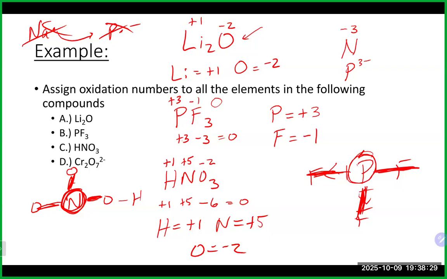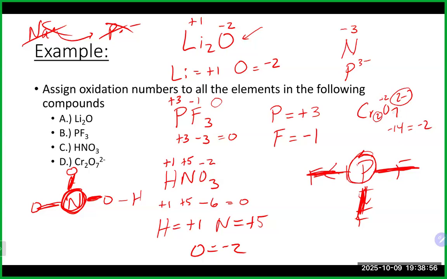Lastly, a little dichromate action here, Cr2O7 2-. Once again, I'm going to start with our oxygen, which is -2. That gives us a -14 happening here. This has an overall charge of -2, which means when we're said and done, we need to add up to -2. Also here for our chromium, we don't just have one, we actually have two of them.